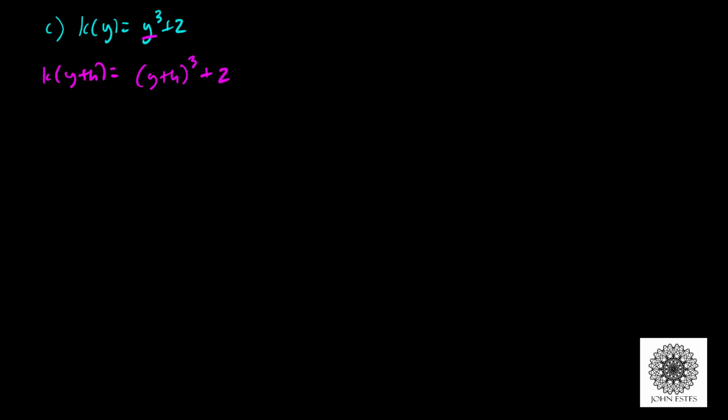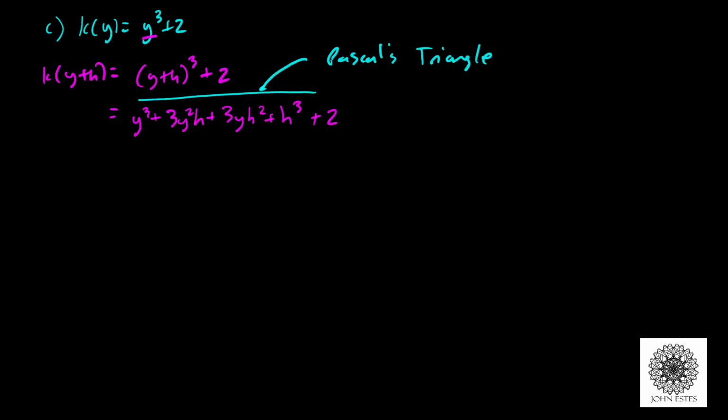There's a factoring technique involving something called Pascal's triangle that will allow me to do this. And I actually have a video on that, and I'll have the link below. So if you need to use that, feel free to. When you cube this out, you're going to end up with y cubed plus 3y squared h plus 3yh squared plus h cubed, and then we have the plus 2 up front. And again, how did I do that? I had to use what we call Pascal's triangle, which will allow me to expand all that.